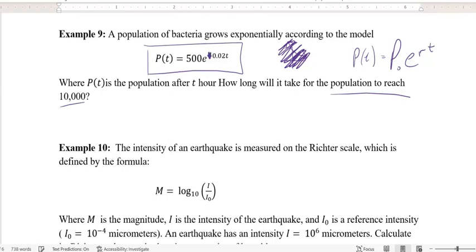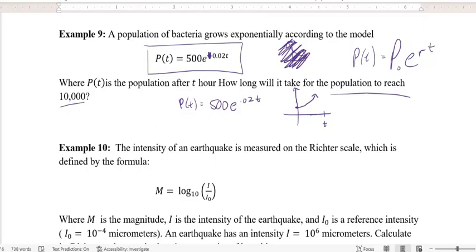So I'll have to make that change in my notes. Okay, so how do I answer that question? My function starts with 500 bacteria, and it's growing according to this model. We can look at the graph if we wanted to. That's an increasing function, should start at 500 and then increase. How long till it gets to 10,000?